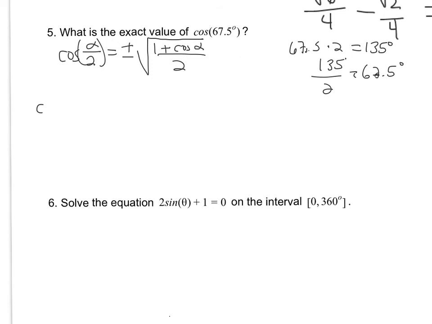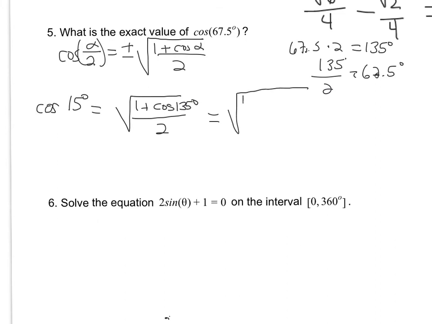So the cosine of 67.5 is going to be equal to the square root. It is positive because 67.5 is in quadrant 1 and everything is positive in quadrant 1. 1 plus the cosine of 135 over 2. Now cosine of 135 is on my unit circle. If I look it up, the cosine of 135 is negative square root of 2 over 2. So this is minus square root of 2 over 2 all over 2.